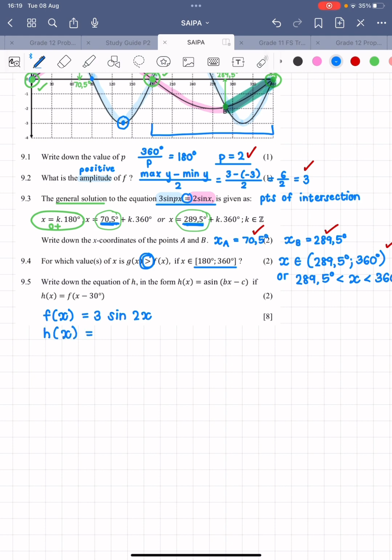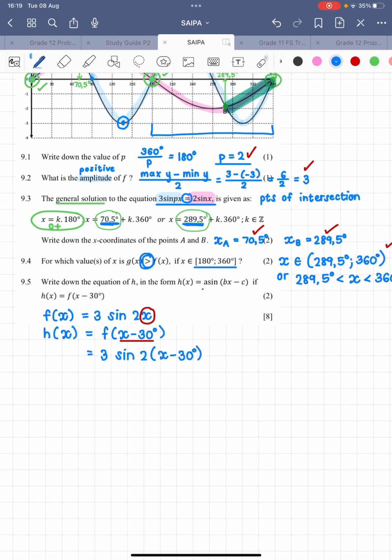If h is 3 sine 2, but then instead of x, you're going to replace that with an x minus 30. That is what they're saying. H of x is f of x minus 30. So that means that in the equation, wherever we see x, we have to replace that with an x minus 30. So we're going to have the same a value, the same amplitude, sine 2, and then instead of x, we're going to write x minus 30 degrees.